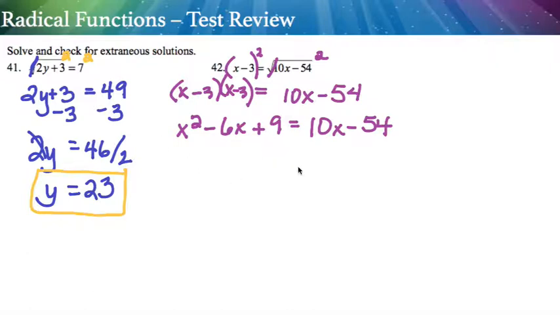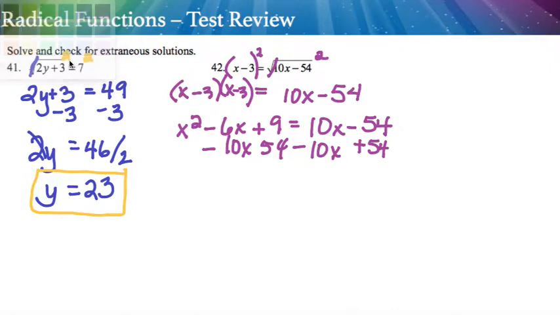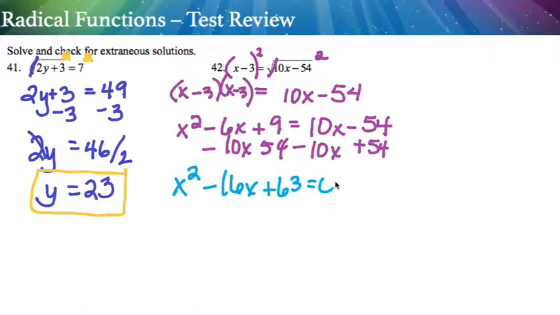So what we're going to do is we're going to subtract the 10x. I actually want to leave the x squared over here, so I'm going to subtract the 10x over here, and I'm going to add the 54 right here. Okay, so let's see what we have now. We have x squared minus 16x plus 63 equals 0. So now that I have this, I can factor it.